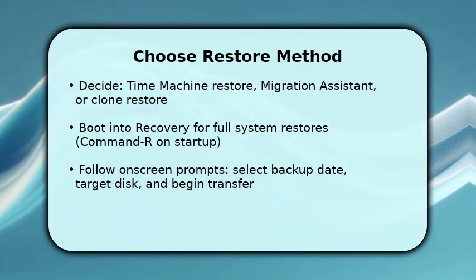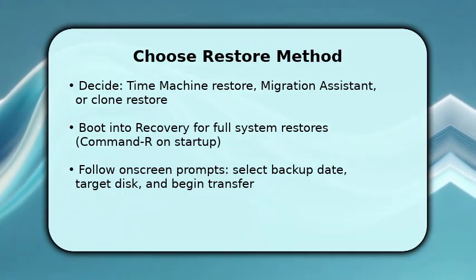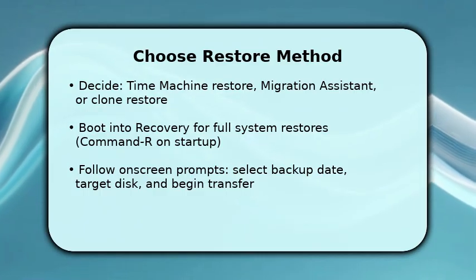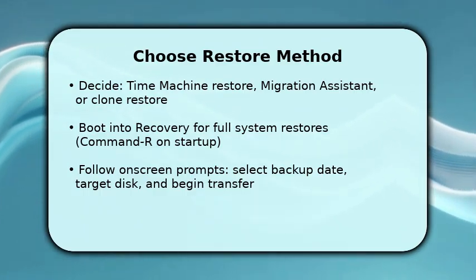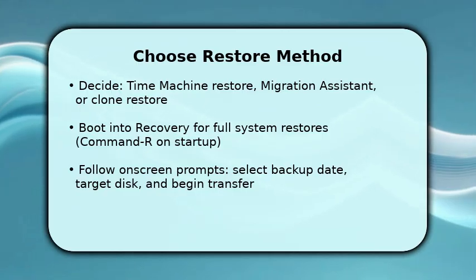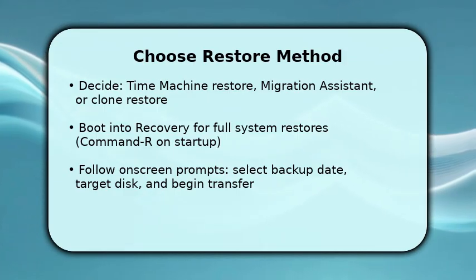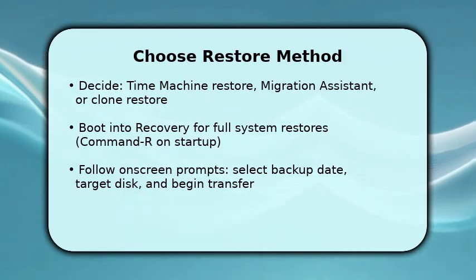For a full Mac OS restore, reboot holding Command-R and choose Restore from Time Machine Backup. For user data, open Migration Assistant in Applications, Utilities. Select the external drive and then the backup snapshot or date you want. Once selected, choose the destination disk and start the restore.